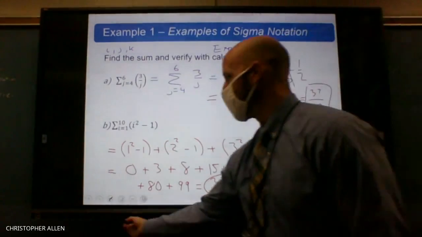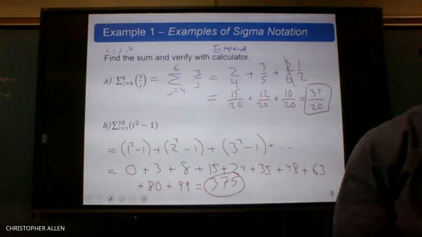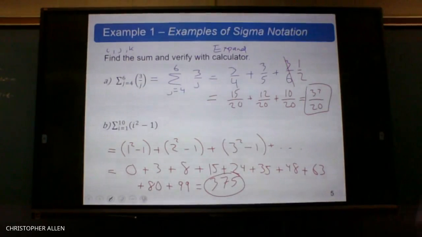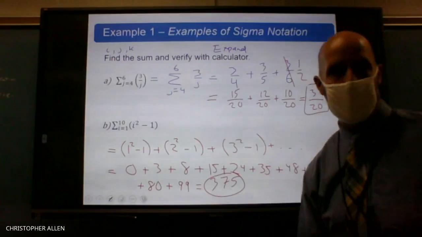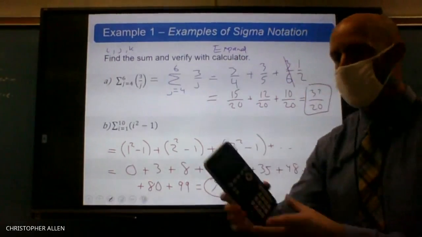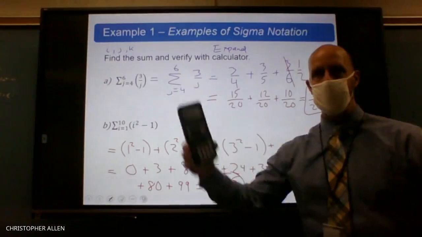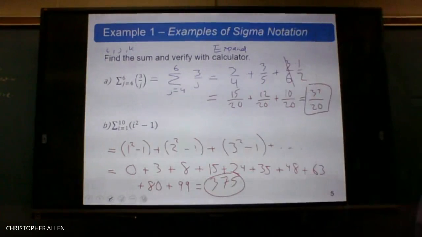375. Now notice in this particular sum, we did start at 1, and in this case, I used the variable I, but I could have used J or K or something else if I wanted to. Would you guys like to see how to do this more quickly with a calculator? Yes. So if you have your graphing calculator, get that out. I'm going to use the screen up here. Hopefully this doesn't blow up on me.